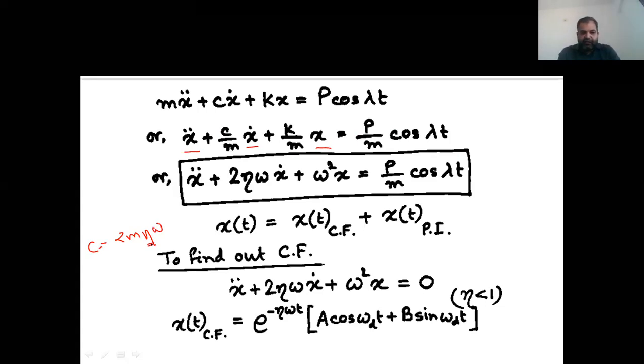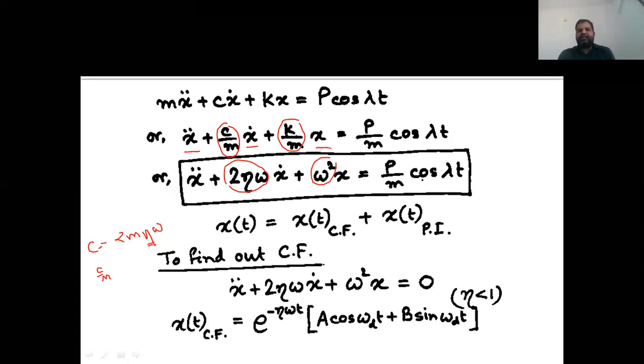From this, I am replacing the value of c by m in this way. The c by m is nothing but this. So c by m, I put as 2 eta omega. And k by m, as you know, is the omega square. So the differential equation will be this way: x double dot plus 2 eta omega into x dot plus omega square x is equal to P upon m cos lambda t.